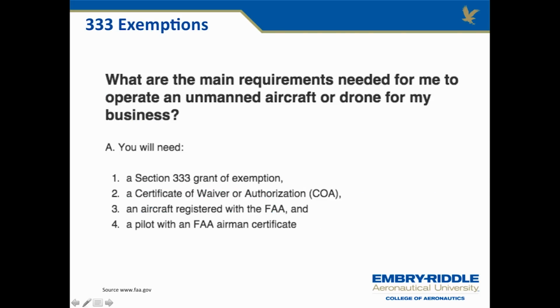So how that breaks down is answering a few questions that are actually part of the frequently asked questions on the FAA website. First one is, what are the main requirements needed? All right, in order to fly in civil operations, you're going to need a 333 grant of exemption. Remember, that allows your aircraft to be certificated to fly. You're going to need a certificate of waiver, which authorizes you to actually fly that aircraft in a specific manner for a specific purpose. You're going to need to register the aircraft with the FAA, and that's your November call sign. And you're going to need to have a pilot with an FAA airman certificate. Those are the key issues of a 333 exemption.